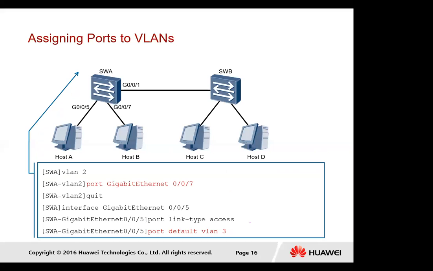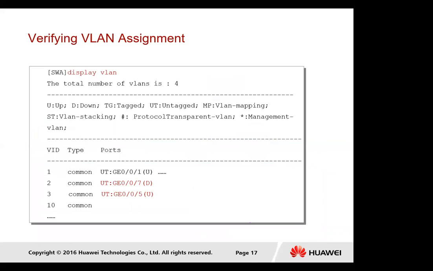And this is how we assign the port to the VLAN. You have two methods. Either you go to VLAN 2 and say that right now I want to add gigabit 007 to VLAN 2, or another option is to go to interface gigabit 005, port link-type as such, port default vlan 3. So this is the first option and this is the second option to assign the VLAN to the port. That is how the VLAN assignment is done, and this is how you verify it, using display vlan.